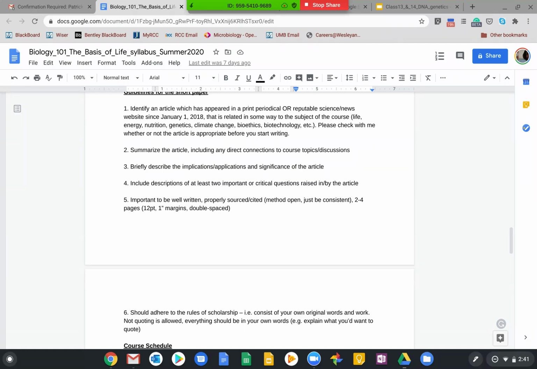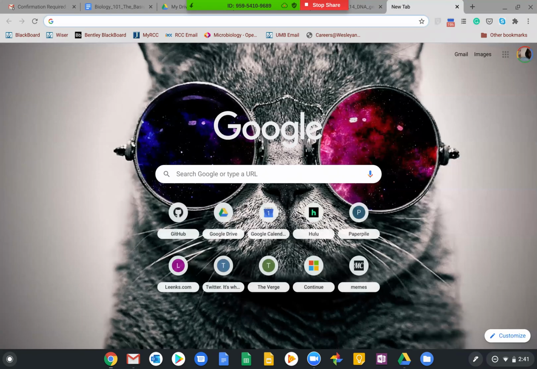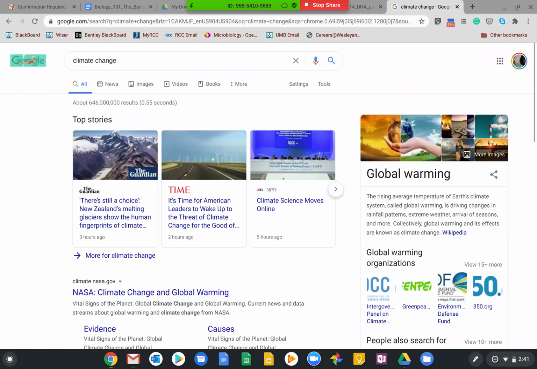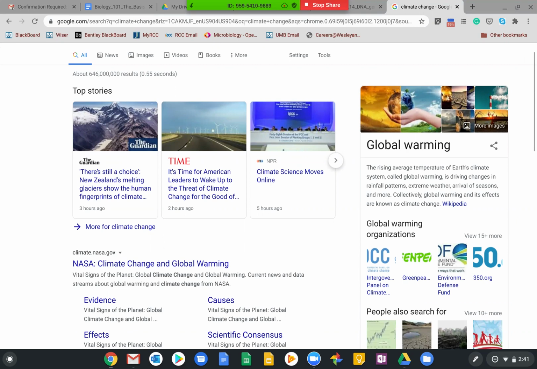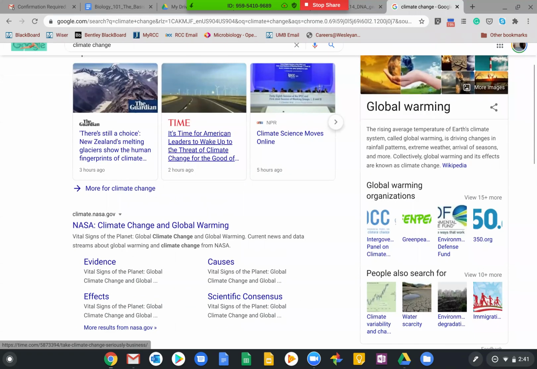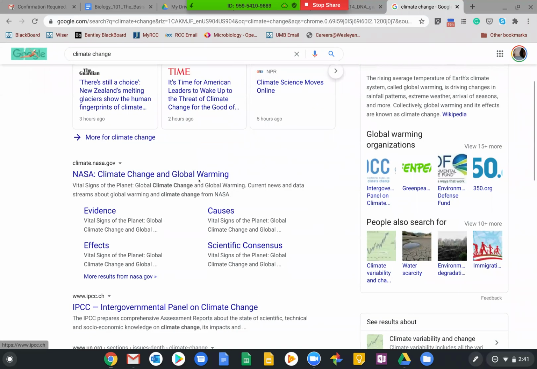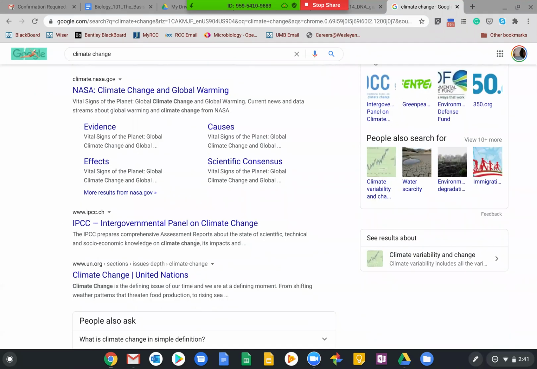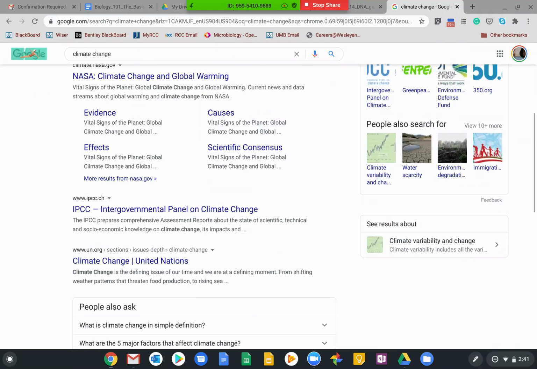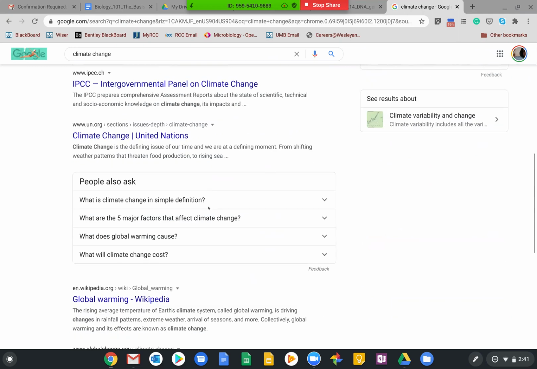But the key here is what you're looking for. So let's do a quick little search on Google, what we can find on climate change. This is a topic that's coming up in a week or so, and it's pretty heavy in the news. So let's pop over to Google and type in climate change, and you'll get a bunch of stuff about climate change. You'll get Wikipedia here and so on, but you'll get information from NASA and the IPCC, which is the Intergovernmental Panel on Climate Change, best panel on climate change there is, the UN, and so on.